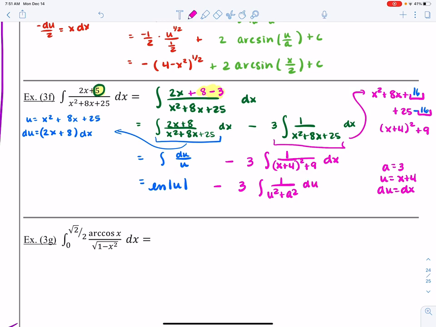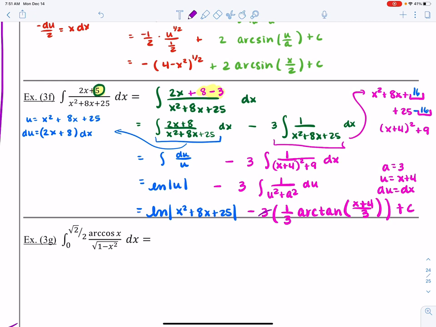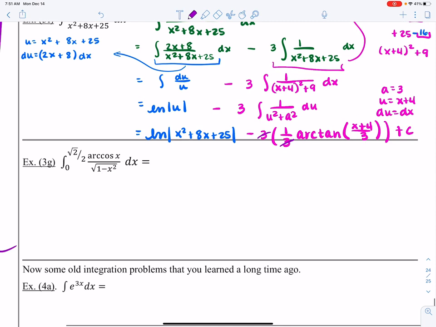Okay. So substituting this back in, I've got the natural log, the absolute value of that big long x squared plus 8x plus 25. And I know that this piece is going to churn out an arctangent. Remember that an arctangent has 1 over a arctangent u over a, and let's throw a plus c for the good of the group and the whole thing. You can reduce away those 3's, which makes kind of a pretty answer, and I'm not going to write the final answer with those 3's gone, but you get the idea.